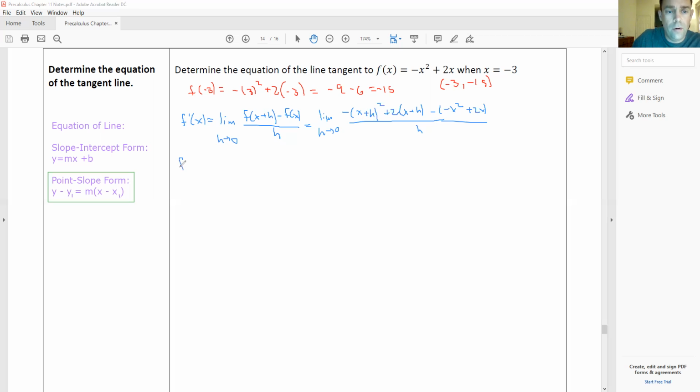So we do our derivative here. So f prime of x, as h approaches 0. When I multiply this whole thing out, I get negative x squared minus 2xh minus h squared plus 2x plus 2h plus x squared and minus 2x, all over h.